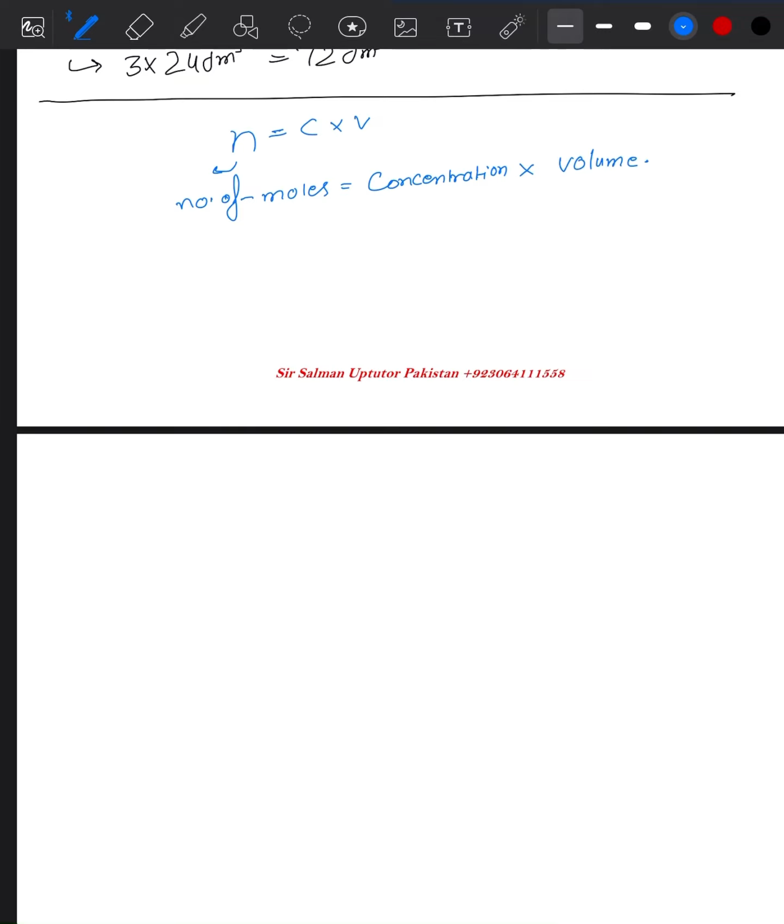We will learn this concept by an example. Let's say we have to find out the number of moles in 18 mole per decimeter cube of NaOH in 2 decimeter cube solution.